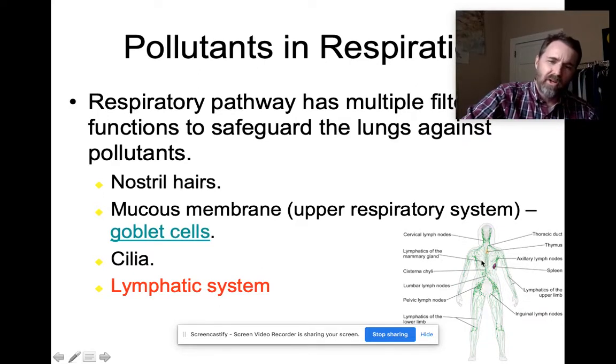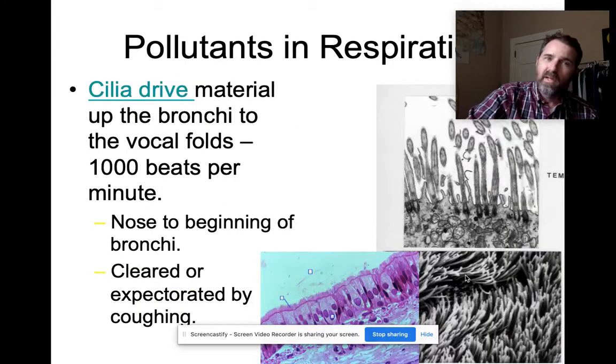It's a part of the circulatory system, but you have the lymphatic system or your lymph system. This is the part of your body that helps you fight infection. We're going to come back to it. Here are some images of the ciliated epithelia.